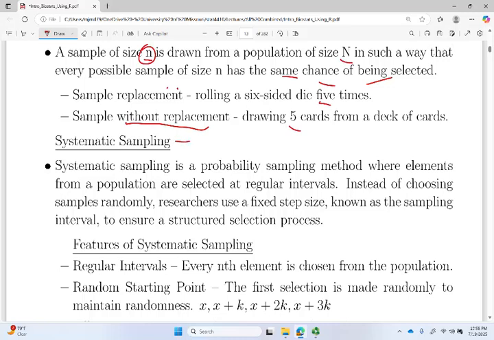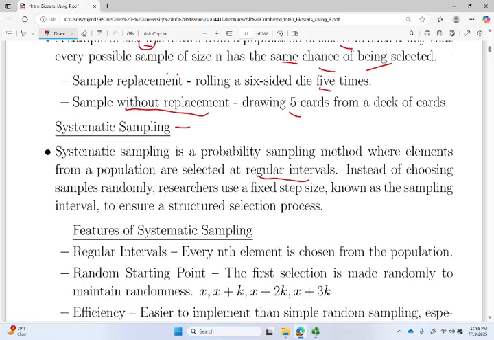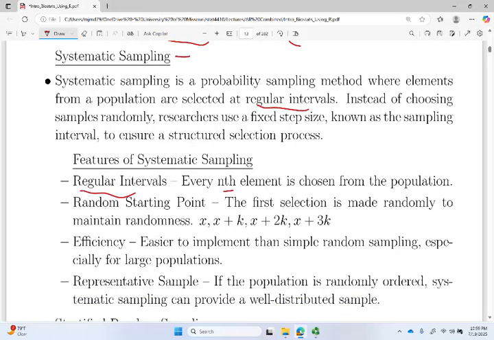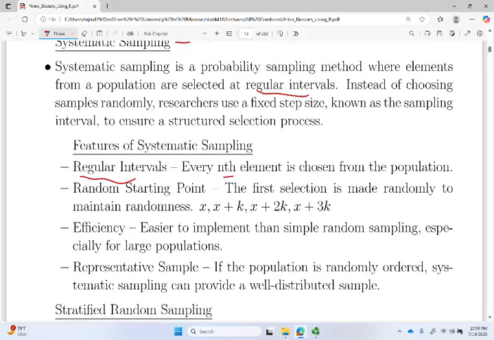it's really taking observations at a fixed interval, and I'll show you what that means. So we're taking every kth element or every nth element in a sample, and you have to randomly pick a starting point, and then you keep every nth observation in your sample, or every kth observation. So it has to be a regular interval.